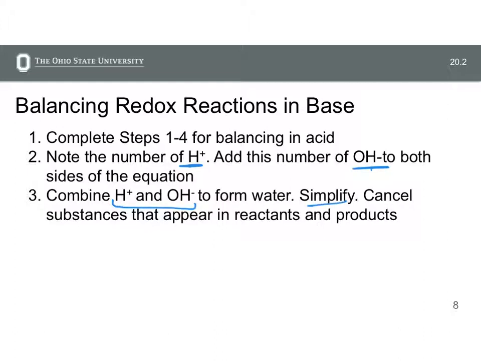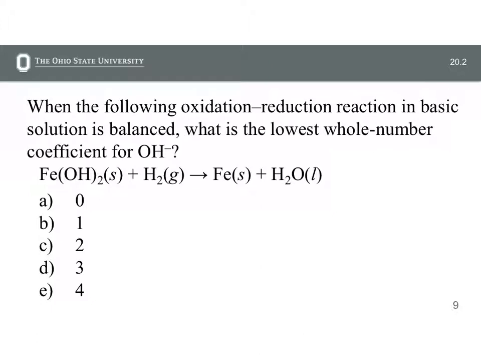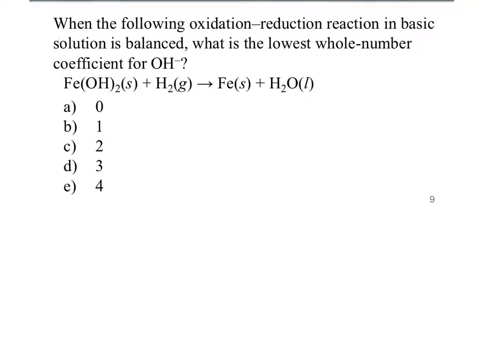And then we're going to simplify our equations and cancel substances that appear in both sides. The previous slide says we're going to note the number of H plus and add this number of hydroxide. The last step says to combine H plus and OH minus where they exist on the same side of the arrow, in reactants and products. Okay, so let's do an example here with iron hydroxide and water, and hydrogen gas.